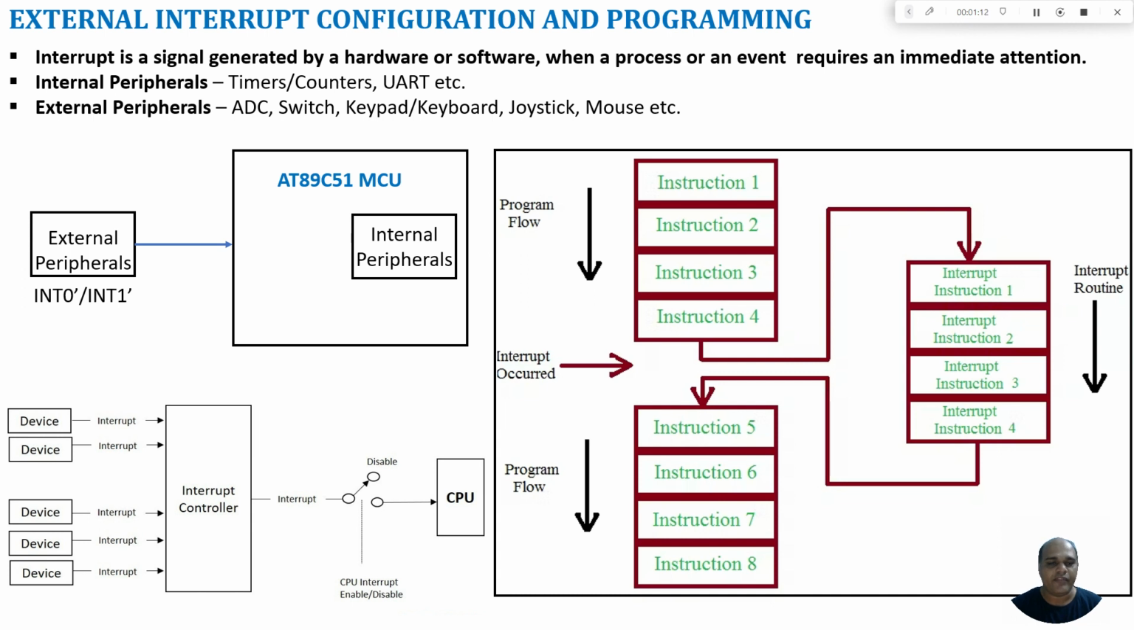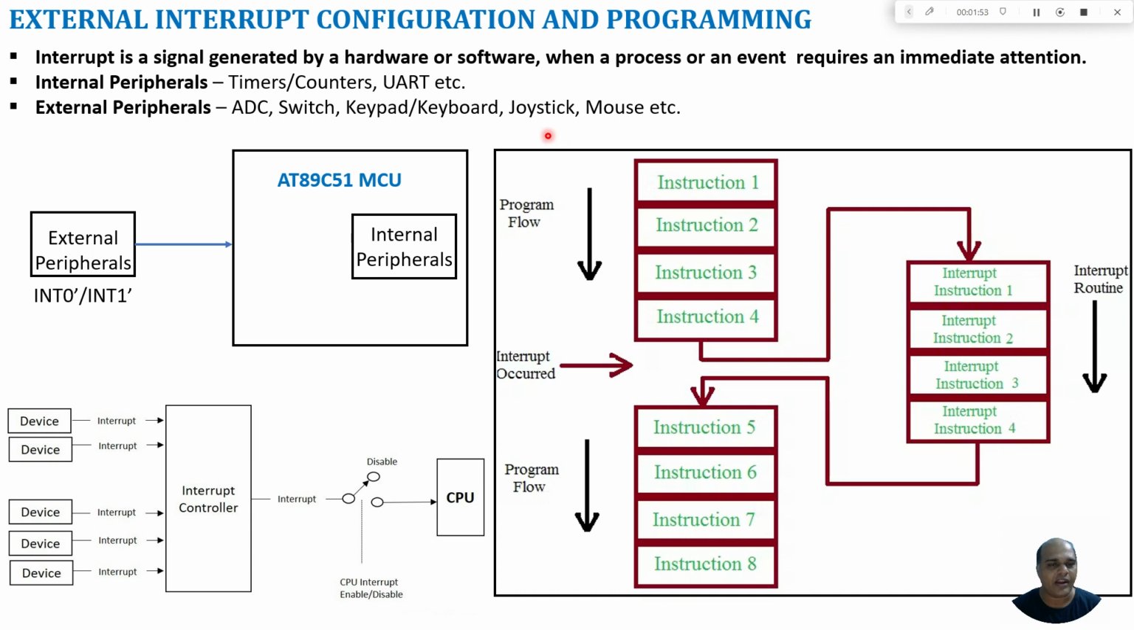The internal peripherals supported are timers or counters and UART. External peripherals like ADC, switch, keypad or keyboard, joystick, mouse, etc. are supported. For example, let us take a keypad. Whenever I press a switch on a keypad, it can generate an interrupt and it can be communicated to your CPU. So the CPU can execute a program that identifies whether it is a valid key press or not, and then which key is pressed, and that identified key can be sent to application programs like Word, Notepad, WordPad, etc.